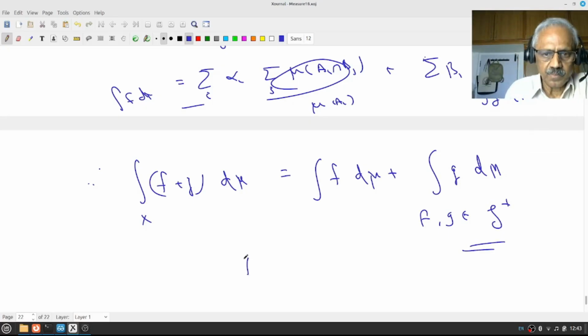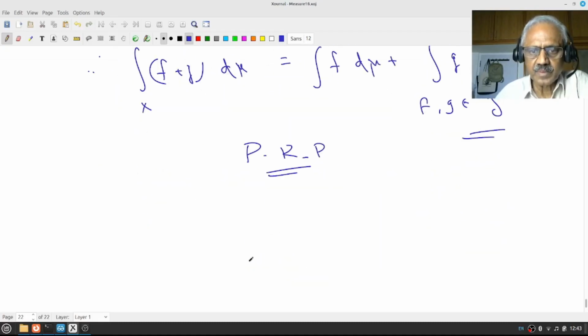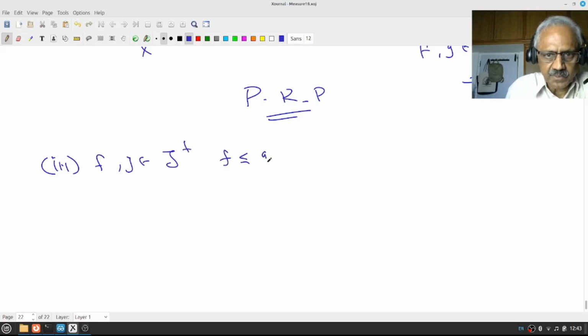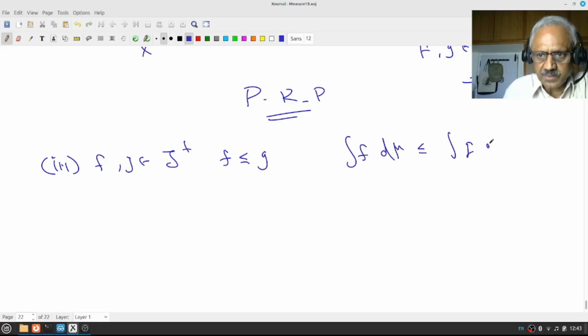Okay, pause, review, proceed. The third point, monotonicity, is exactly similar. If f and g are in S plus, and f is less than or equal to g, then integral f d mu is less than or equal to integral g d mu. So keep the notations above.